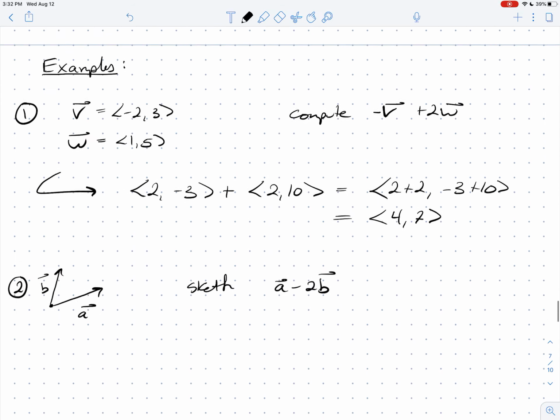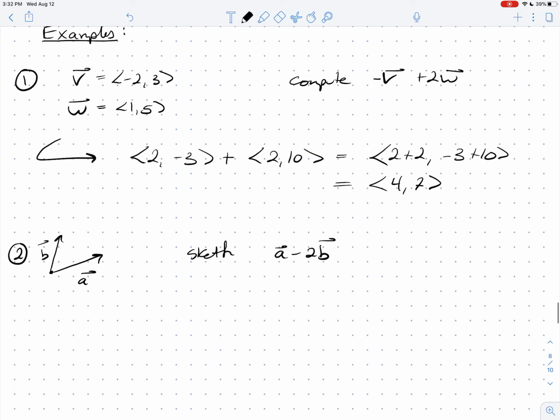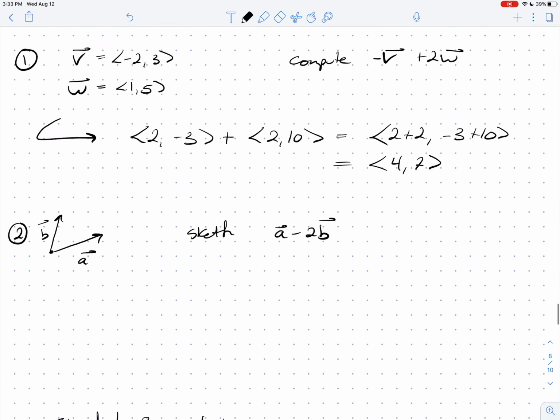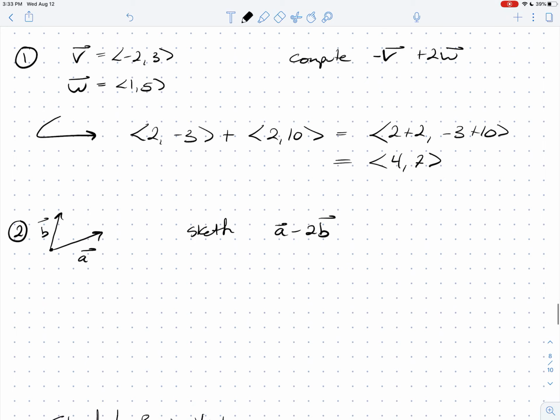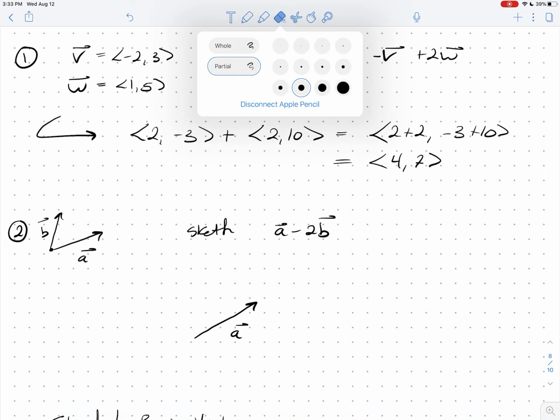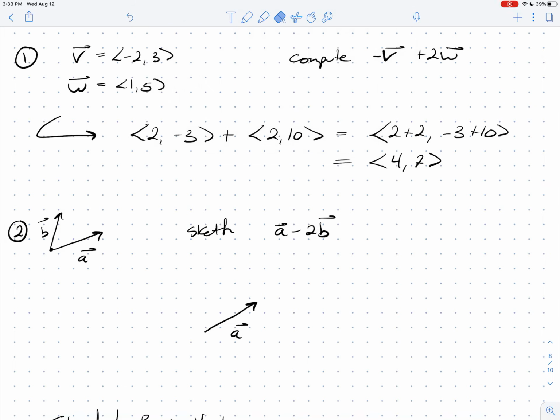What about the geometry? So let's make sure we can do it. Here I've given you these two vectors. They're just floating in space. But I want you, using these two, to sketch the vector a minus 2 times b. So let's go ahead and just sketch a copy of a. Here's a. Maybe it's a little bit too long. That's fine. Let me switch my eraser. There we go.